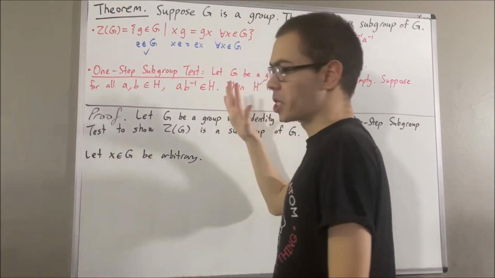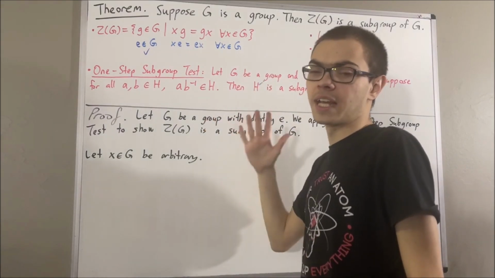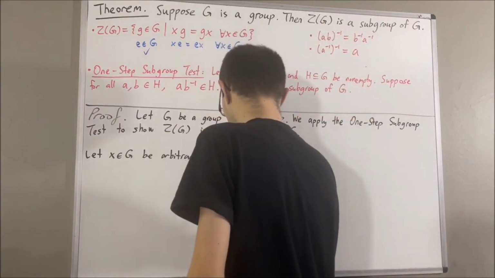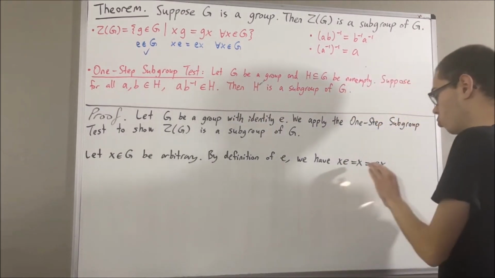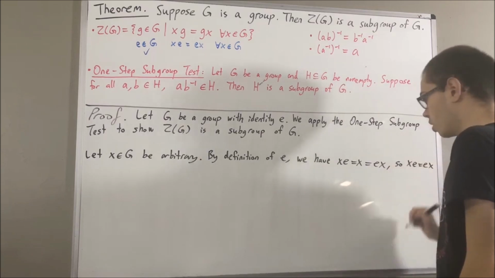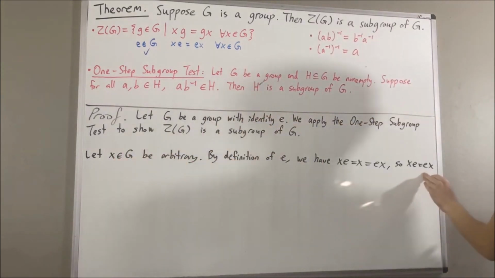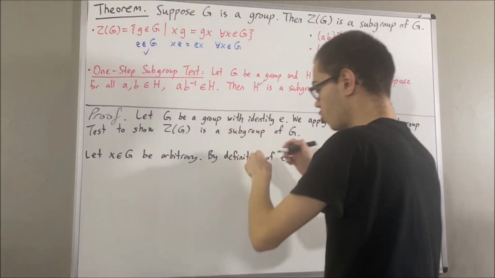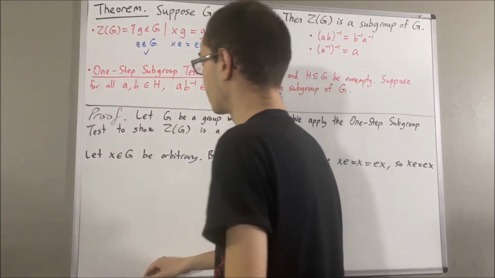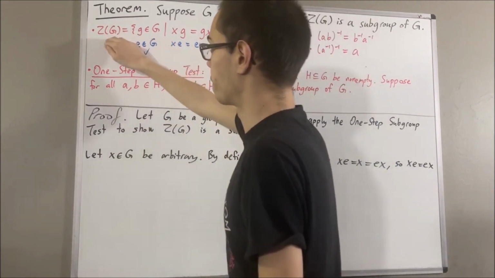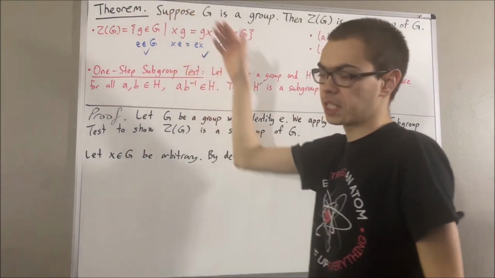Now, by definition of the identity element, we know that xe is equal to x, and x is equal to ex. And therefore, xe is equal to ex. So, we see if x is any element of G, then xe is equal to ex. So, we have verified that this is true. And so the identity element satisfies all the properties to be an element of the center of G. And therefore, the identity is an element of the center of G, so the center of G is non-empty.